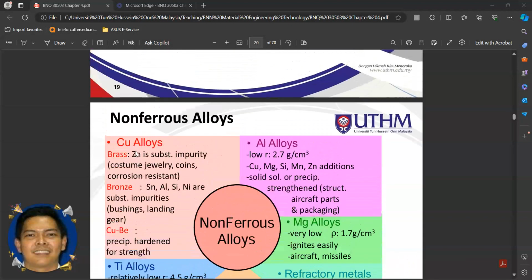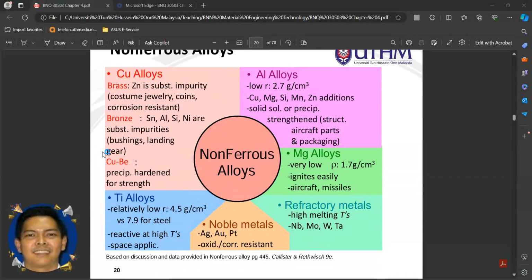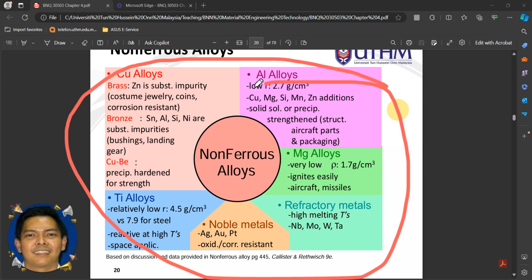Okay, this is the comparative table that shows you the differences between Cu alloy, Al alloy, Ti alloy, magnesium alloy, refractory metal, and also noble metal. So from here you can see the comparison between each type of these materials.